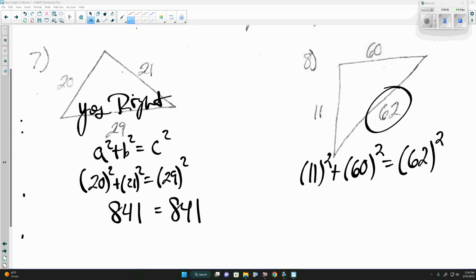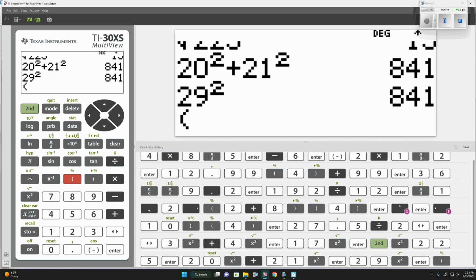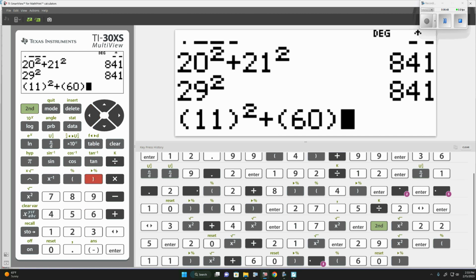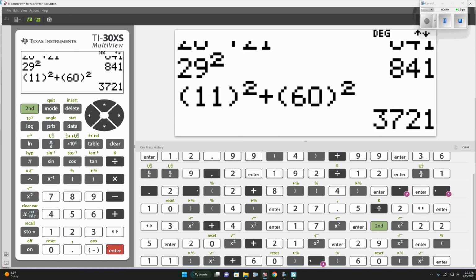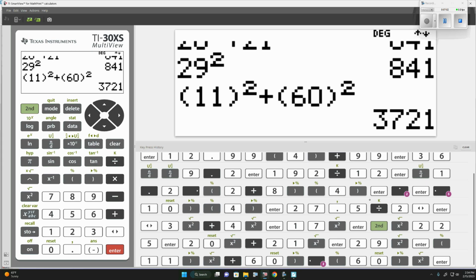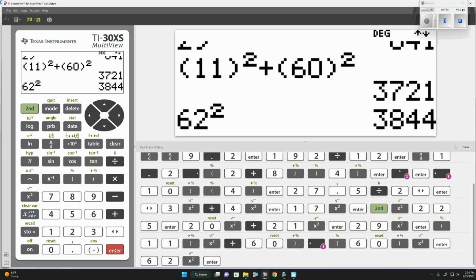Now on the calculator, we can do 11 squared plus 60 squared. We can put parentheses around it. Since it's positive, we don't necessarily need the parentheses, but we can put them anyways. We get 3,721. Now we can also do 62 squared, which is 3,844.